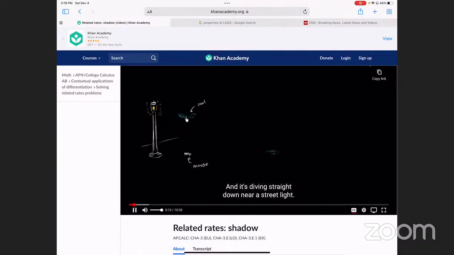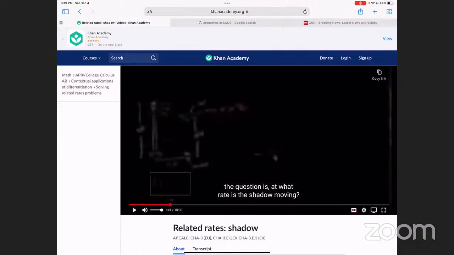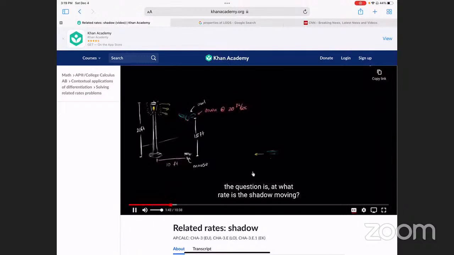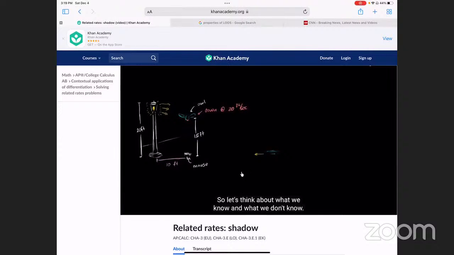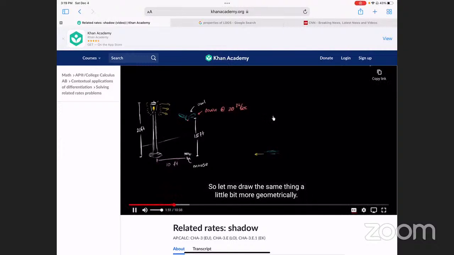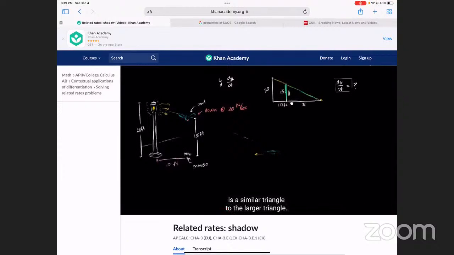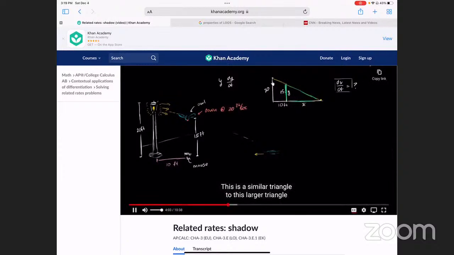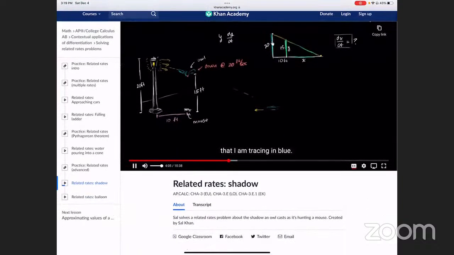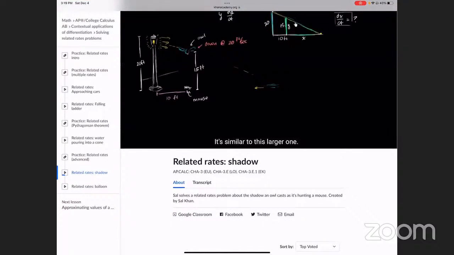This right over here is a mouse, and it's diving straight, moving. So let's think about what we know and what we don't know. And to do that, let's set up some variables. So let me draw the same thing a little bit more geometric. The triangle in green is a similar triangle to this larger triangle that I am tracing in blue. It's similar to this larger one.